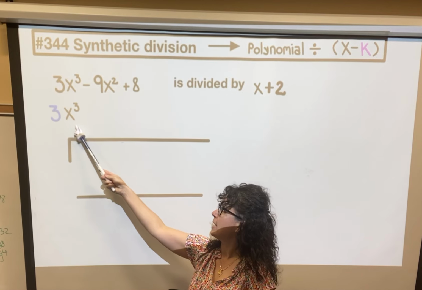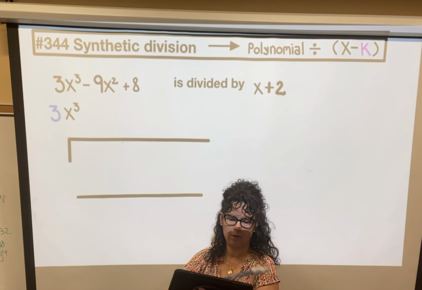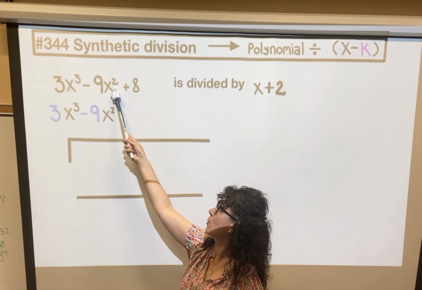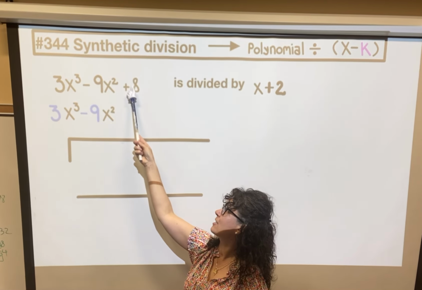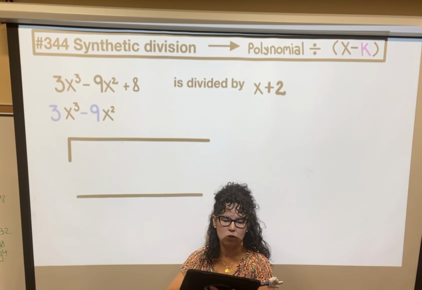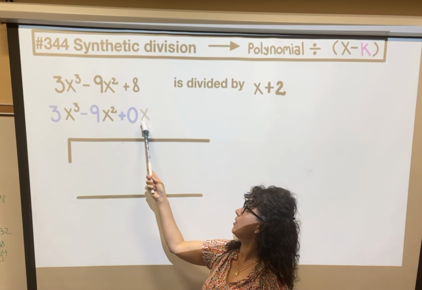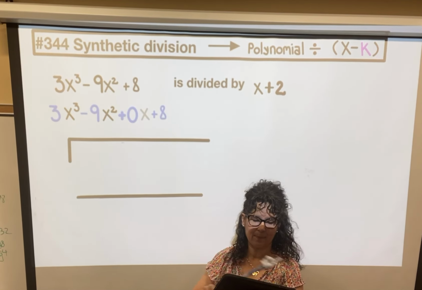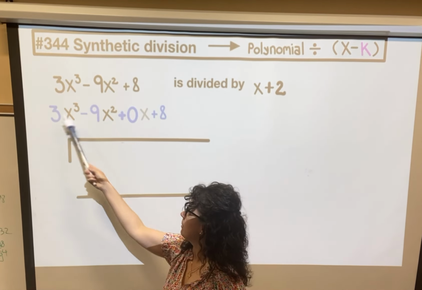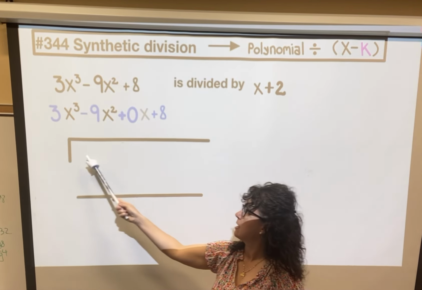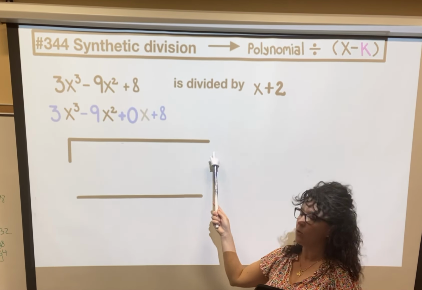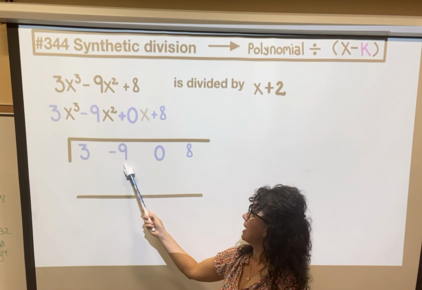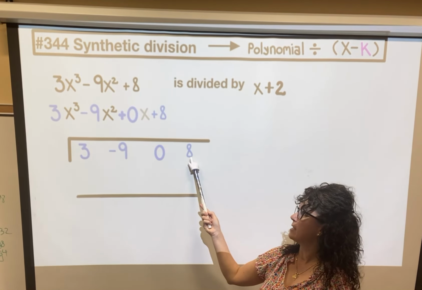So I have 3x to the third minus 9x squared. Now we're missing an x to the first, so I'm going to put in plus 0x, and then we have plus 8. These blue numbers here, these coefficients, are the numbers that are going to go underneath here. Okay, so I have 3, -9, 0, and 8.